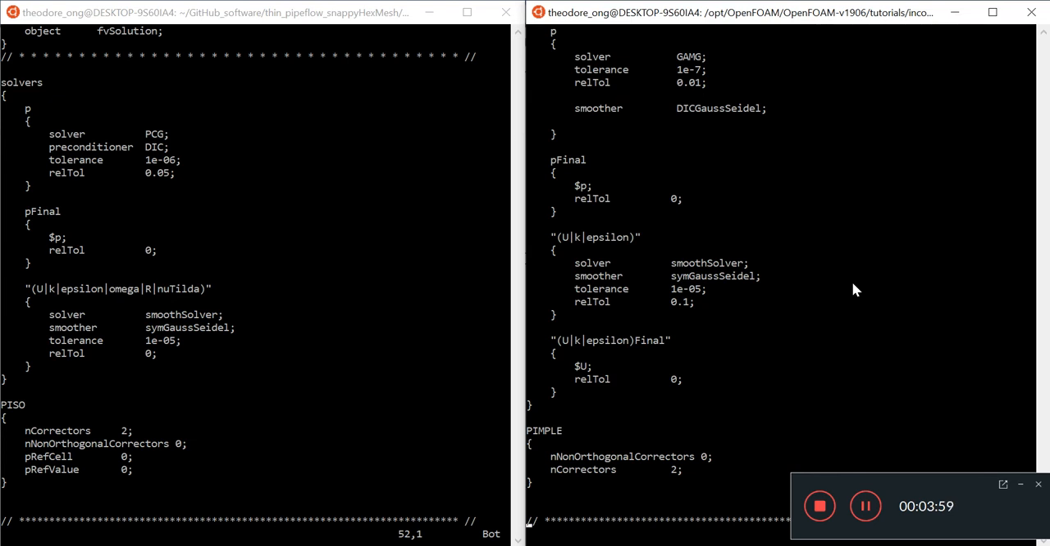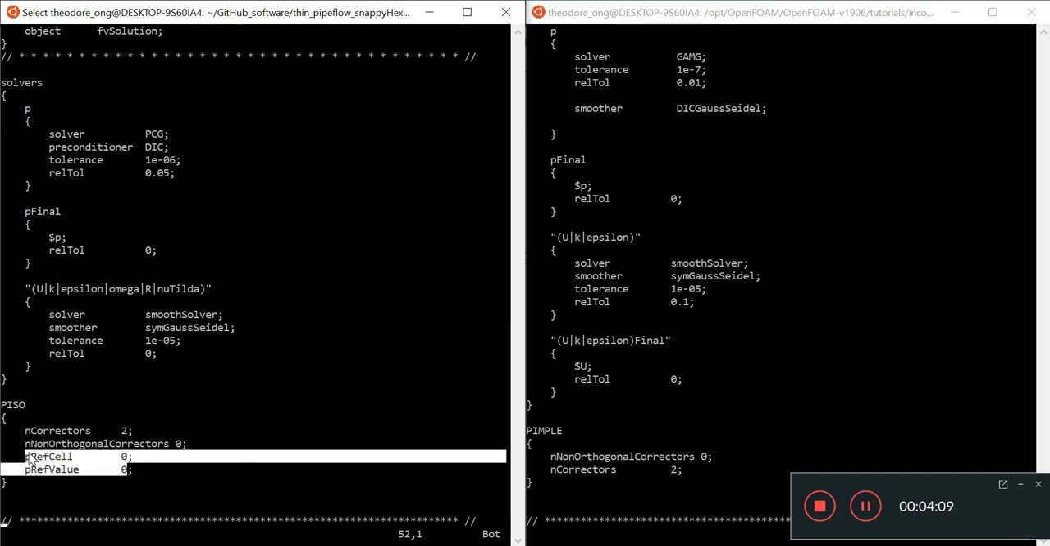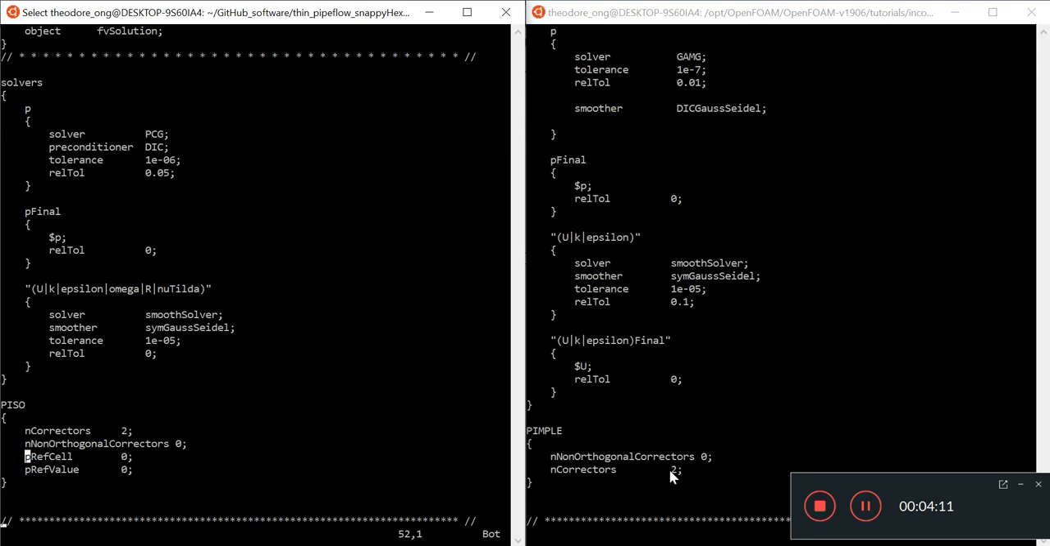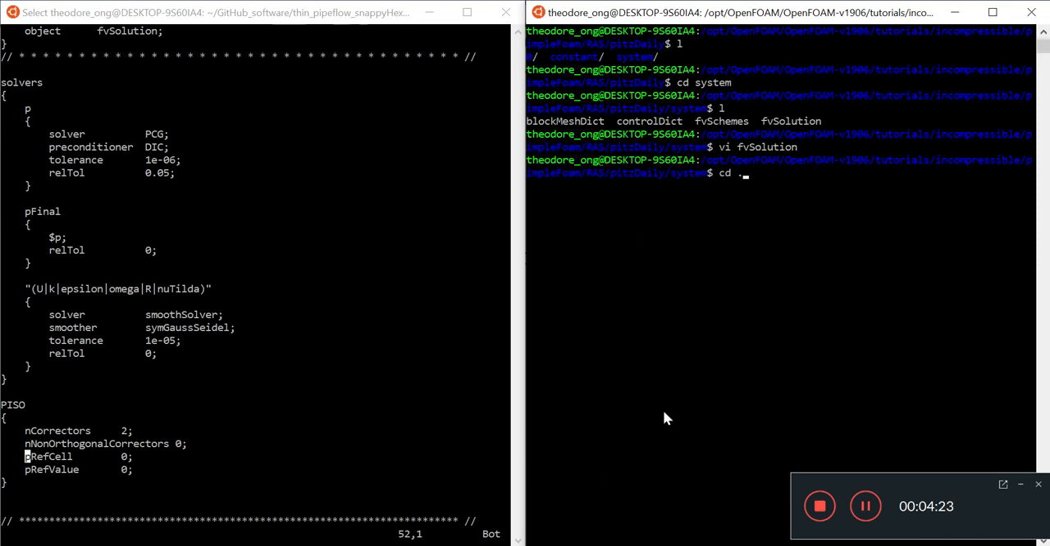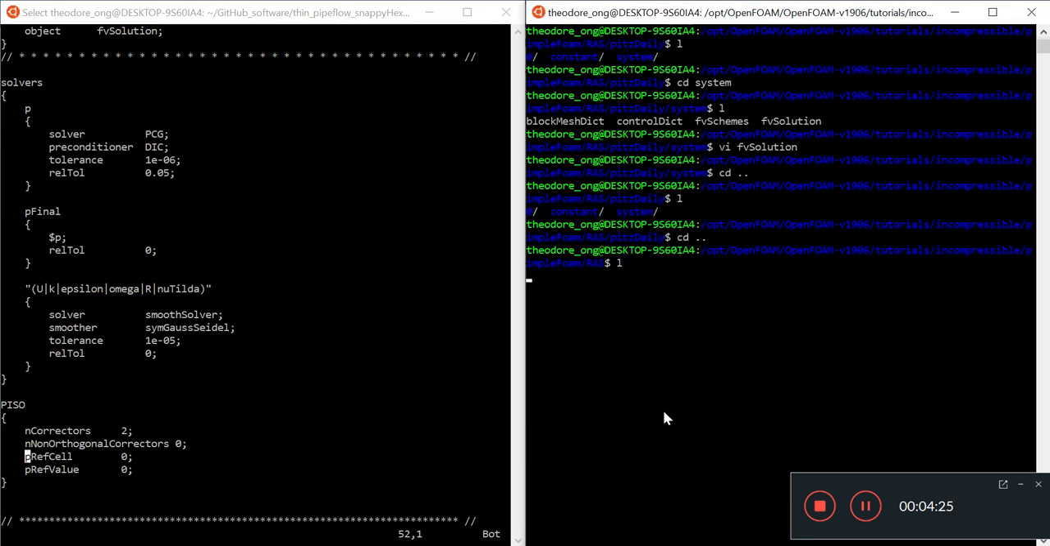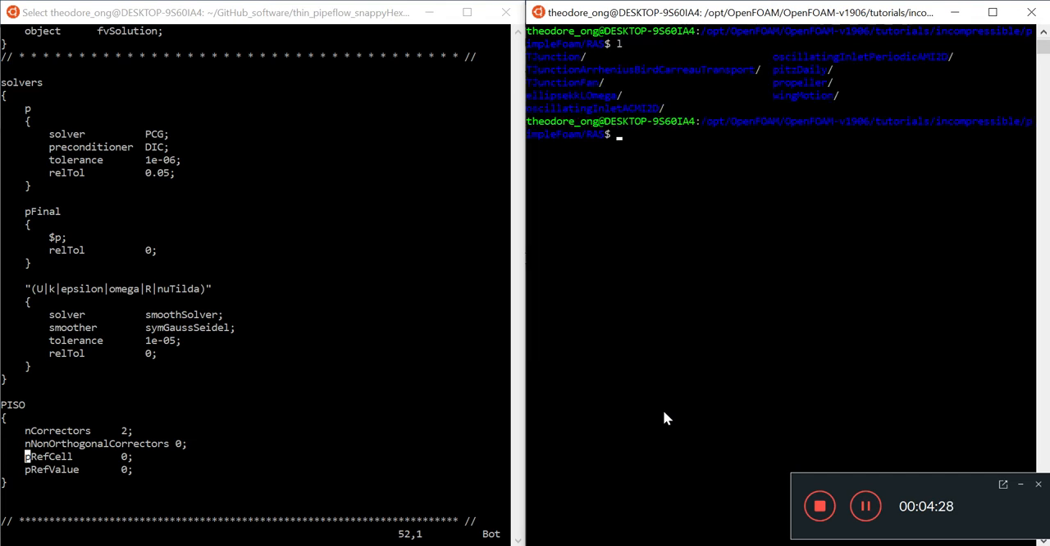Now we want to take a look at the difference between pisoFoam and pimpleFoam. In pisoFoam we have nCorrectors and nNonOrthogonalCorrectors, and then pRefCell and pRefValue. In pimpleFoam, as compared to that, you have nNonOrthogonalCorrectors and nCorrectors. And of course, if you look at other pimpleFoam cases, let's say propeller.